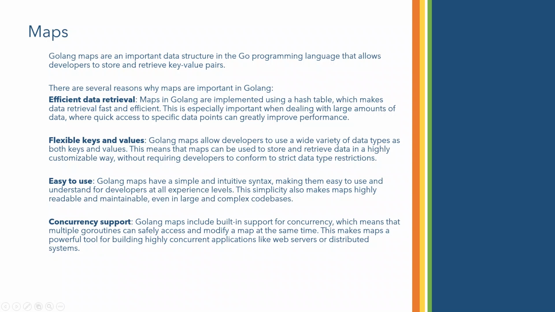Concurrency support. Golang maps include built-in support for concurrency, which means that multiple Go routines can safely access and modify a map at the same time. This makes maps a powerful tool for building highly concurrent applications like web servers or distributed systems.